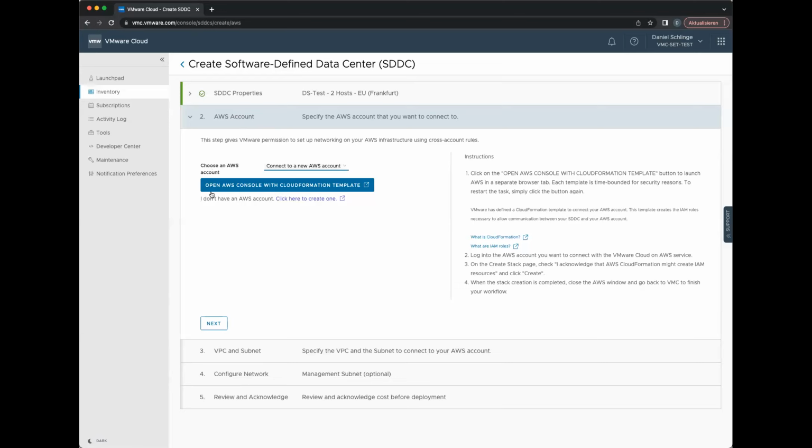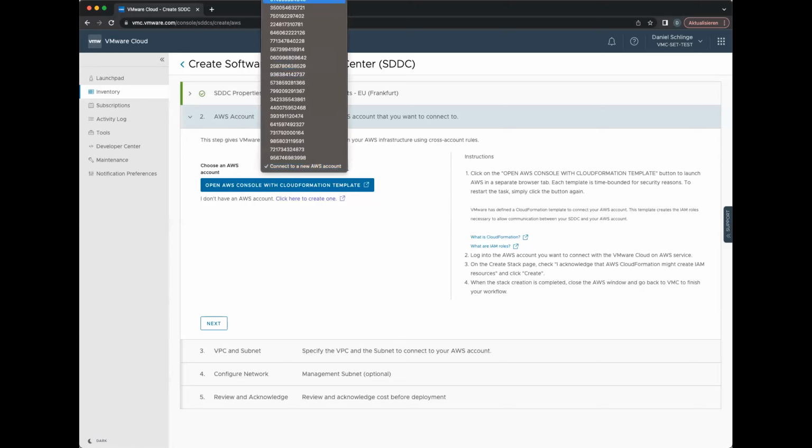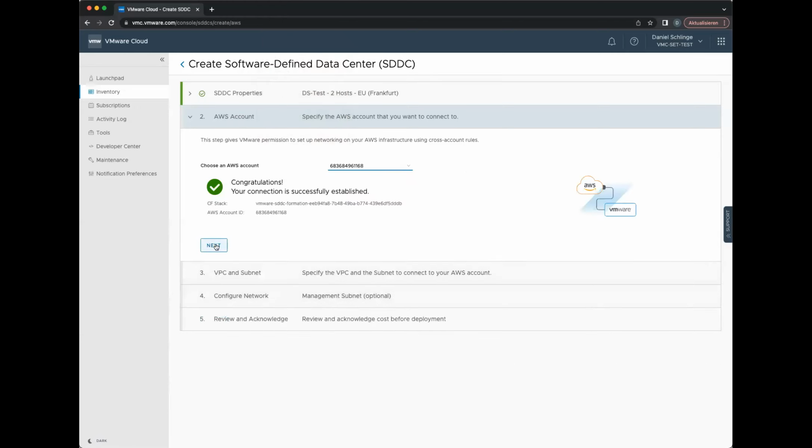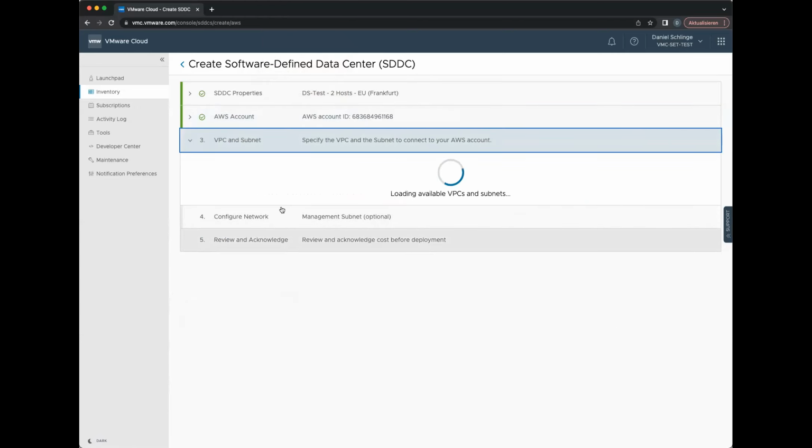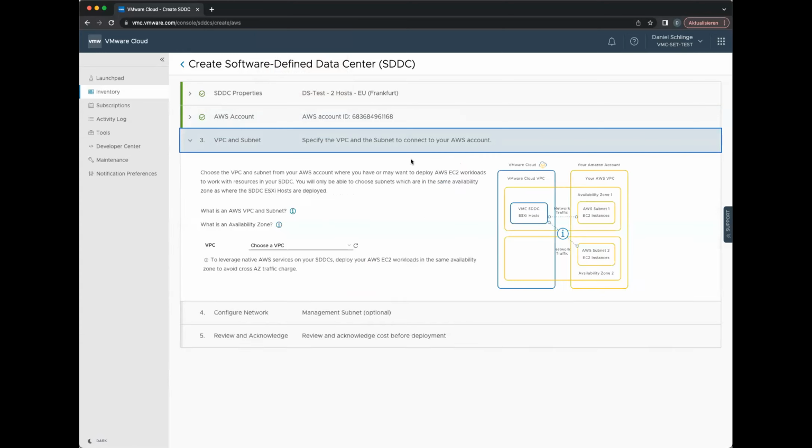That means we have to run this task once and connect the two accounts together, and say, okay, we want to make the connection between the two sides. Now it's loading the VPC, which makes it available in our account and links the SDC. You see it here on the right, there's a little picture: our VMware account, and on the right side our AWS account with the VPC and the subnets where the EC2 instances can be running, or the S3 buckets, for example.